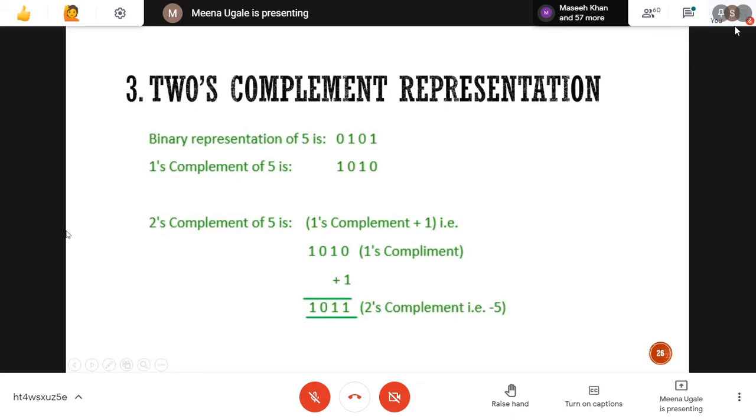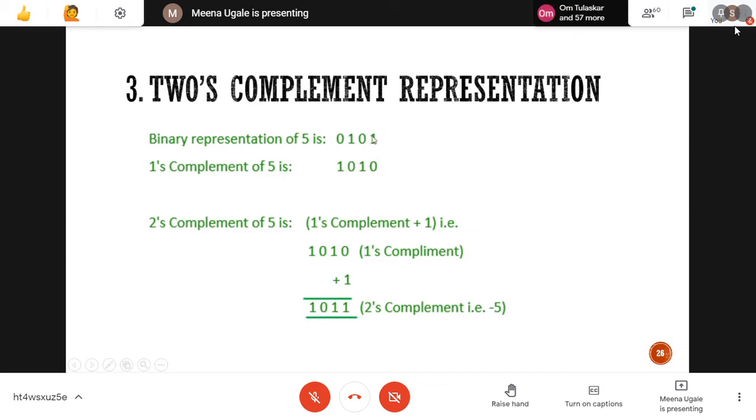Then the third point is 2's complement representation. Now 2's complement is formed how? How can we take 2's complement of any number? First we need to take 1's complement of a number and then just add bit 1. You can see here one example written. Binary representation for number 5: 0101. उसका 1's complement क्या रहेगा? Just inverting the bits: 1010. अब ये 1010 है. This is 1's complement. Now I want to find out 2's complement of a number.